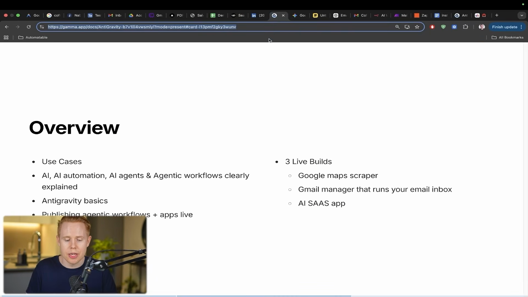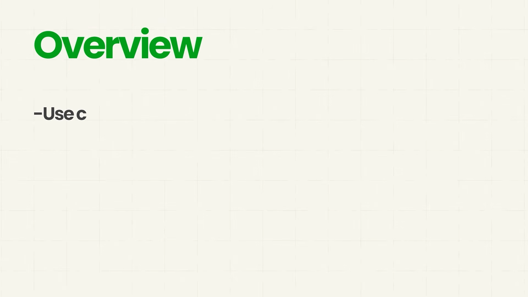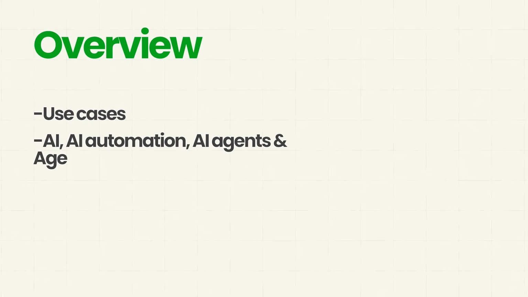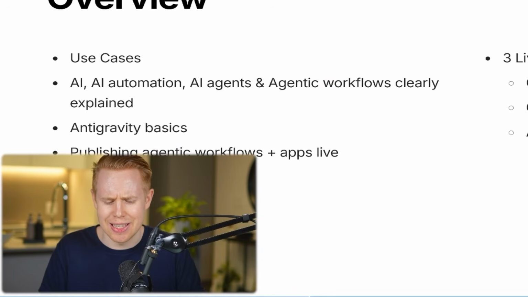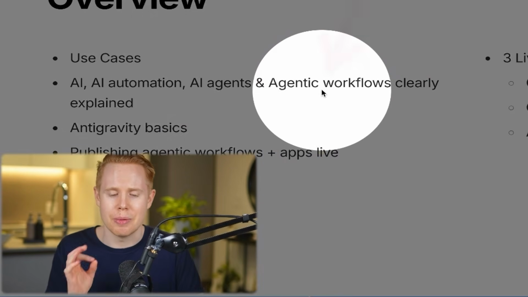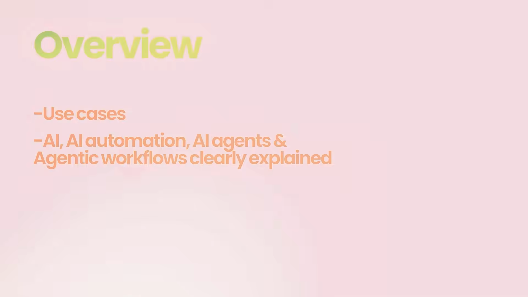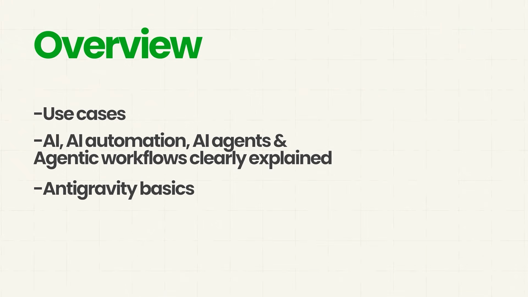Now, in this video today, we're going to be going over quite a bit. First of all, we've talked about some use cases. We're going to be building out everything that we've talked about so far. Then I want to give a clear explanation about what agentic workflows actually are, because I feel like this is AI's newest buzzword on the block, and it's kind of confusing. We're going to break this down. We're going to make it crystal clear. Then we're going to talk about the Antigravity basics, right? Everything that actually goes into building this out.